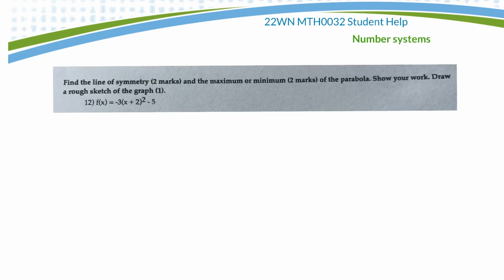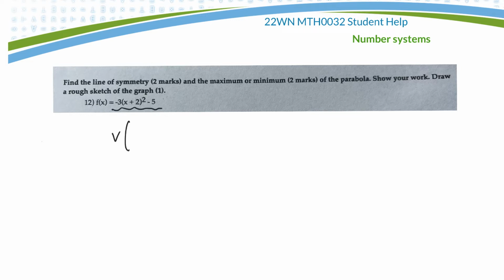All right, here's a question. It asks you to find the line of symmetry and the max or min, and then draw a rough sketch of the graph. So to find the line of symmetry, you need to find the vertex. So this quadratic function is actually already in vertex format.